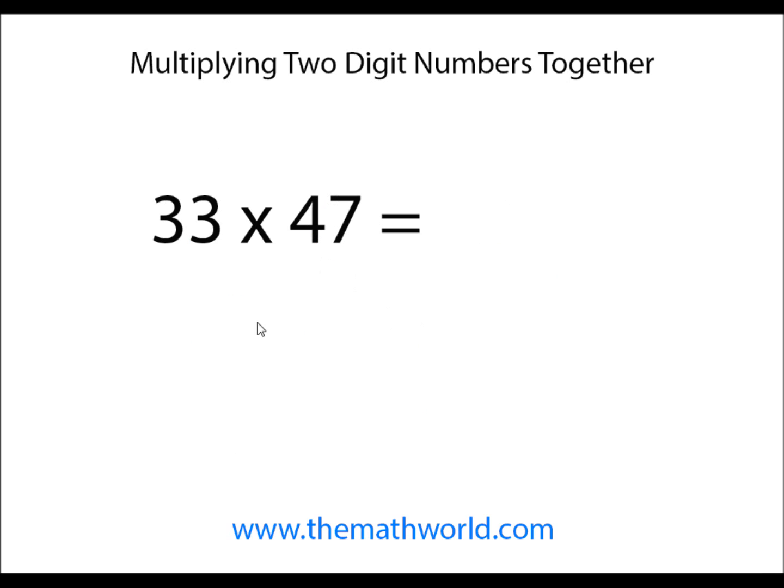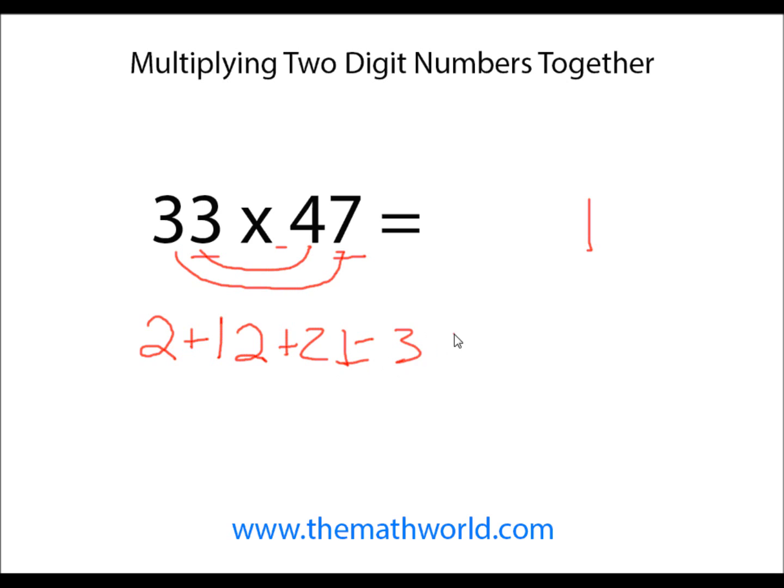The next example we're going to look at is 33 times 47. First thing we need to do is multiply the ones digit. So 3 times 7 is 21. We're going to write down our 1, carry our 2. We're going to add 3 times 4, and we're going to add 3 times 7. So 3 times 4 is 12, and 3 times 7 is 21. So 2 plus 12 is 14, plus 21 gives us 35.